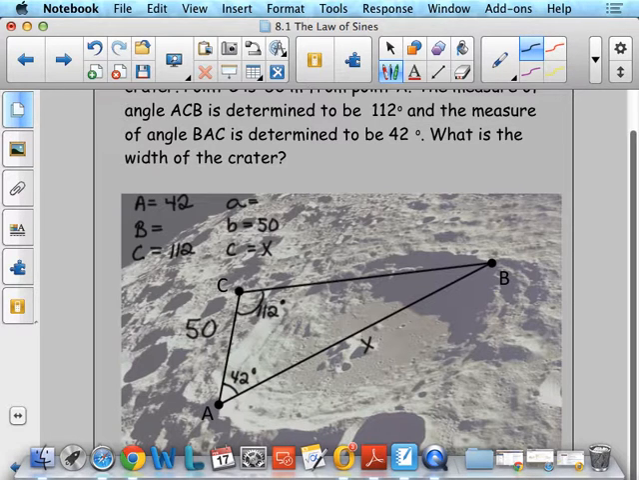Okay, so to use law of sines, the first thing I need to find is B. So remember, all angles in a triangle add up to 180. So 42 plus B plus 112 should be 180. Okay, so now we know that B is 26.